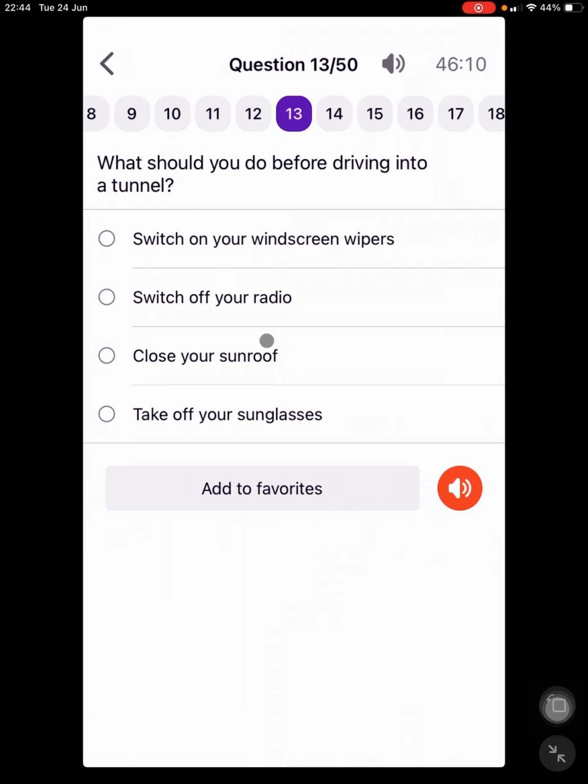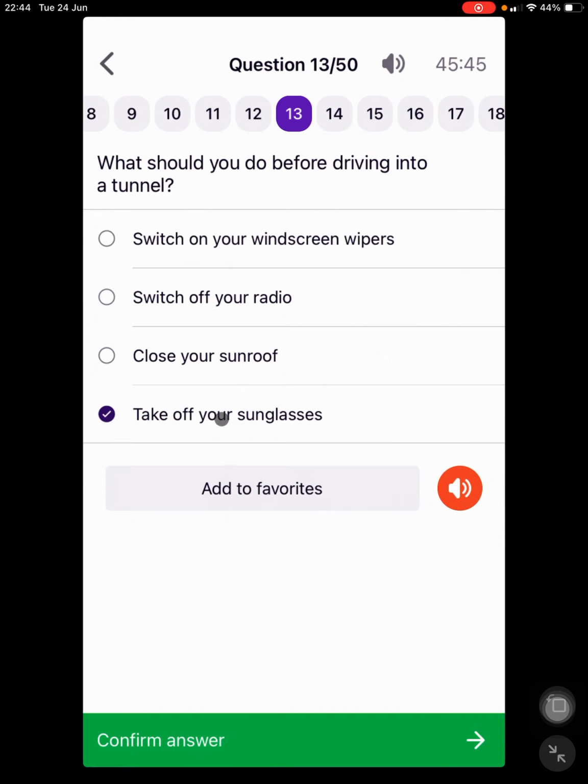Okay. What should you do before driving into a tunnel? Switch on your windscreen wipers. Switch off your radio. Close your sunroof. Take off your sunglasses. What should you do before driving into a tunnel? That's an easy one. What should we do? We should take off sunglasses, isn't it? So take off your sunglasses.